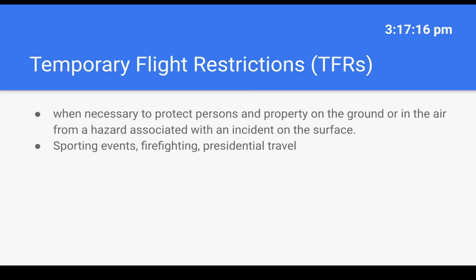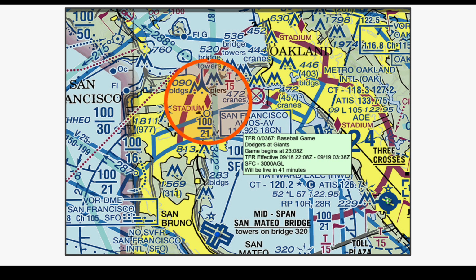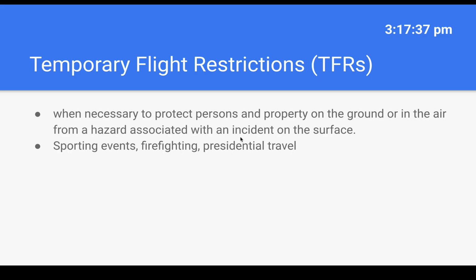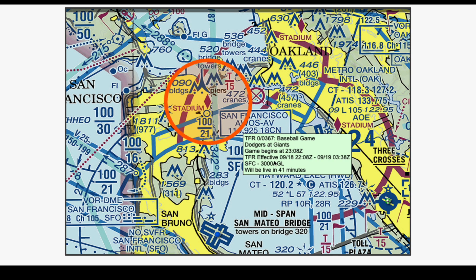And then we have TFRs. I've got a great story to tell you about TFRs. I'll be sure to tell you that in class. But when necessary to protect persons and property on the ground, sometimes they throw up a TFR. They won't be on your sectional charts, but they might be on something like SkyVector, and they'll give you a little circle. Usually you can look up TFRs in terms of NOTAMs online. You can look up NOTAMs along a route. You can call up a flight briefer and get it that way as well. But basically you are prevented from going in there. It's restricted to certain aircraft. It might be firefighting going on. It might be, like in this case, some sort of a playoff game between the Dodgers and the Giants or something like that. So there you go.